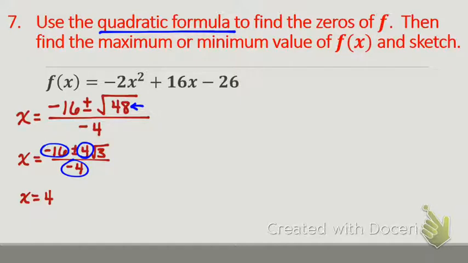Do I have to worry about the sign for the second piece, like when I reduce the 4 square root of 3 by negative 4? No, because I already have both signs there. I have plus and minus. So it's not going to change to be minus plus. That just means the exact same thing. So 4 plus or minus the square root of 3. So here's my zeros, my roots.